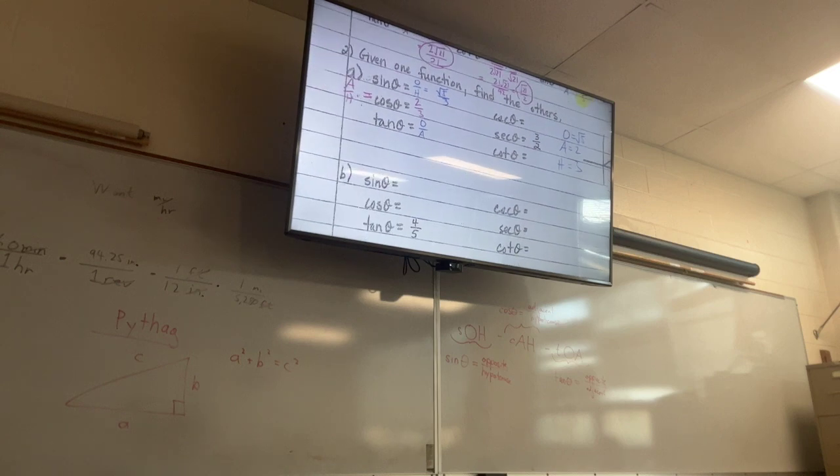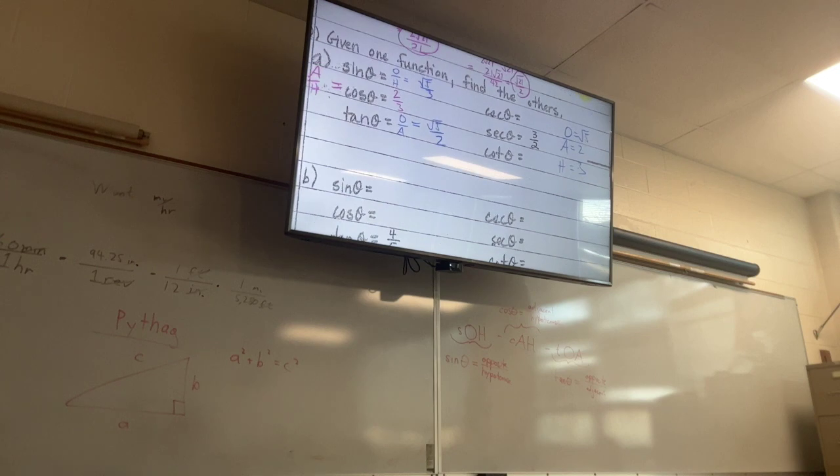Okay, so what's my tangent then? It's going to be root 5 over 2. Okay. All right. Then how do I find cosecant then? Flip sine. So that's 3 over root 5. Make sure you rationalize your denominators. Okay. Cotangent is what? Flip tangent. So that's going to be 2 over root 5.